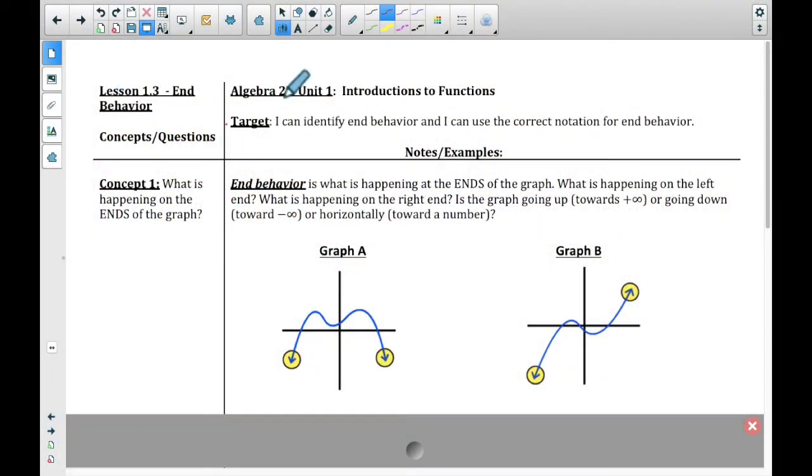Hello, this video today is going to cover lesson 1.3, which is covering end behavior. Hi, this is lesson 1.3. We are talking about the concept of end behavior in this lesson.